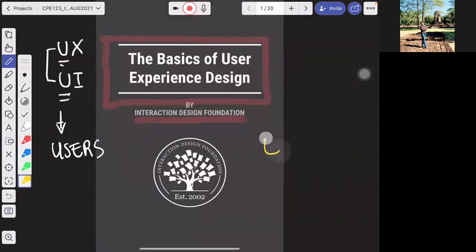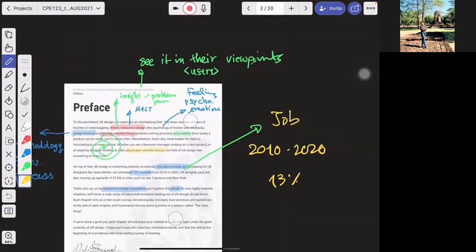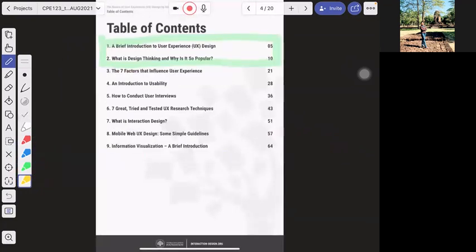And this book as an ebook, I already posted. It's an ebook, there are a lot of ebooks from the Interaction Design Foundation. You can download it by yourself after the class. Okay, this is the text that I'm going to teach based on.